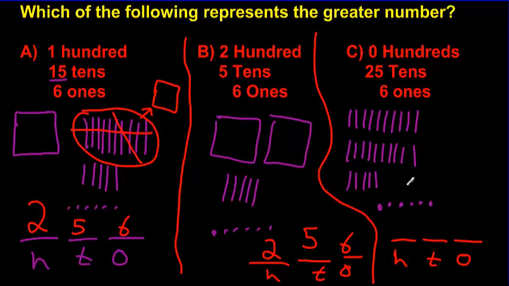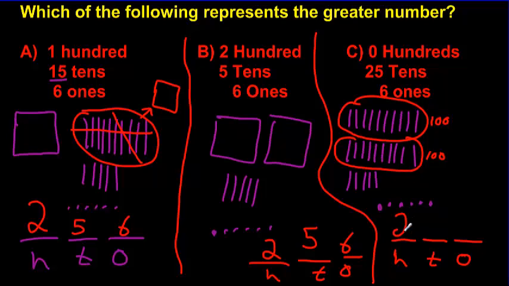Not quite, because remember, sometimes numbers are disguised in different ways. Here, these are actually disguised as 100. And here, we got another 100 in disguise. That's why we organize our rods into rows of 10, so we can see the hundreds clearly. So here we have how many hundreds? We have 2 of them. We have 100 here, we have 100 there. We have 5 tens, and again we got 6 ones. So to answer the question, which of the following represents the greater number? Well, neither of them do. They're all equal.